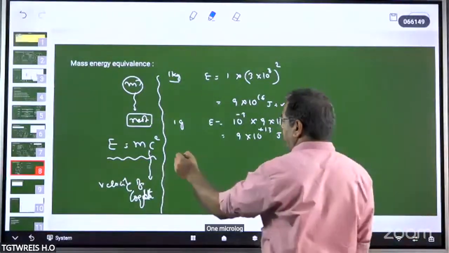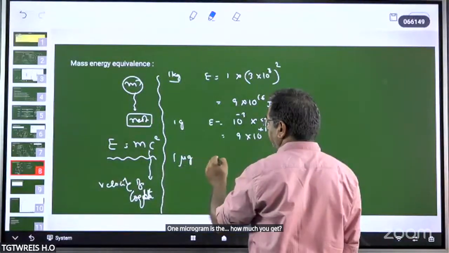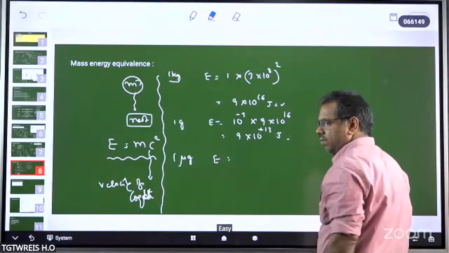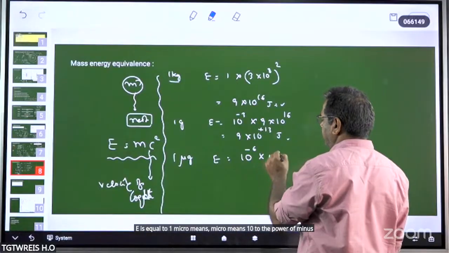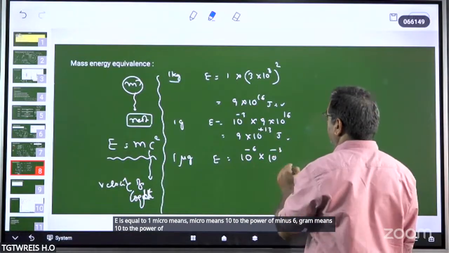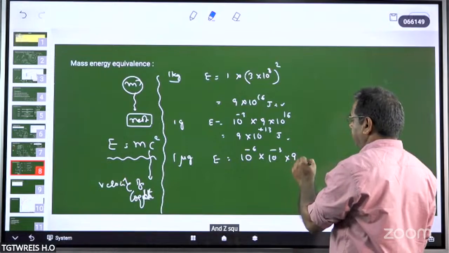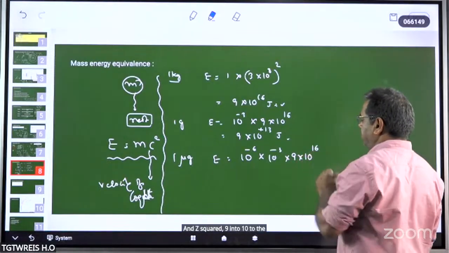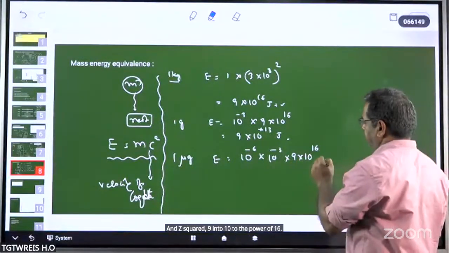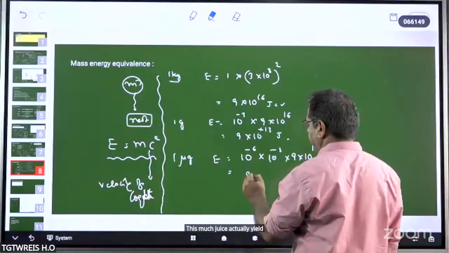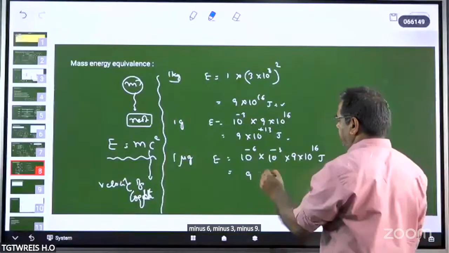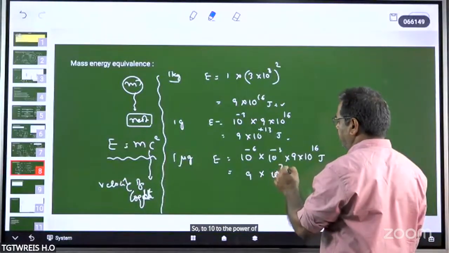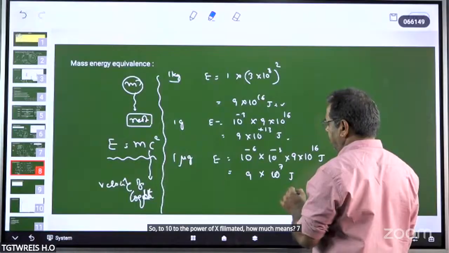If 1 microgram is there, how much do you get? E is equal to 1 micro means 10 to the power of minus 6, gram means 10 to the power of minus 3 kilogram, and C square 9 into 10 to the power of 16. This many joules you will get, that is 9 into 10 to the power of minus 6 minus 3 plus 16, so we get 7 joules. This much energy actually.